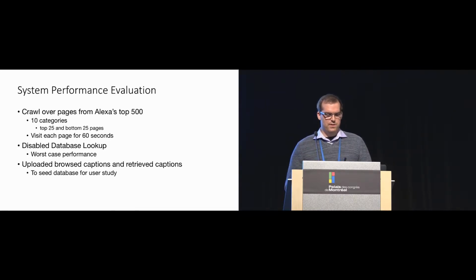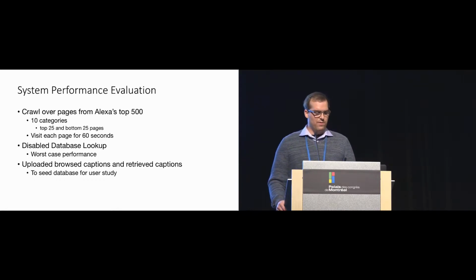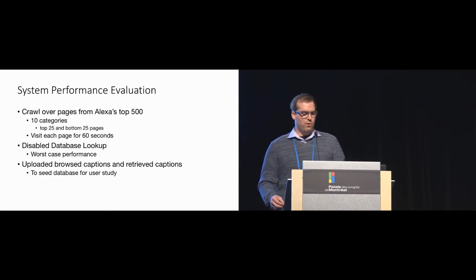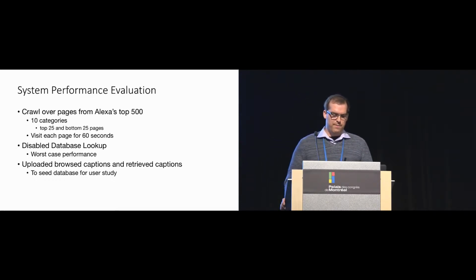In order to assess the system performance in the worst case scenarios, we performed an automated crawl of Alexa's top 500 most popular websites. This crawl was performed over 10 categories of the Alexa top 500, sampling the top 25 and bottom 25 pages from each category. The database lookup was disabled to force the crawler to go through an exhaustive crawl for all images on the page in order to gauge worst case performance. The captioning found during this automated crawl served as an initial cache for the user study.